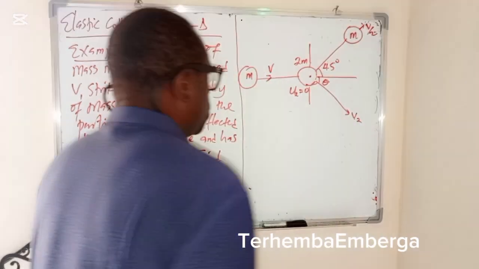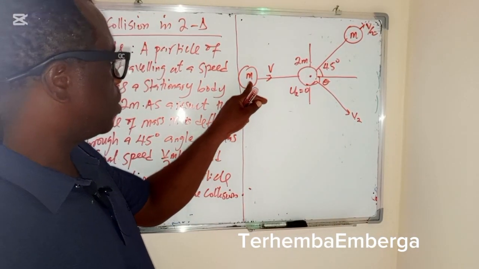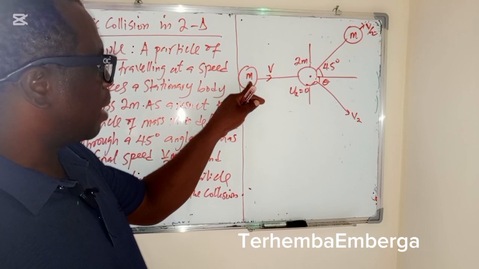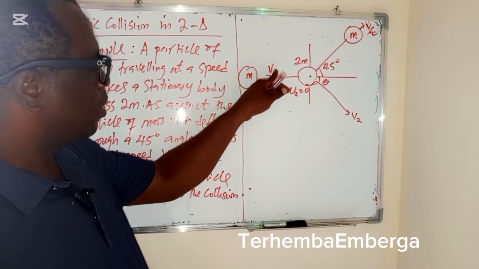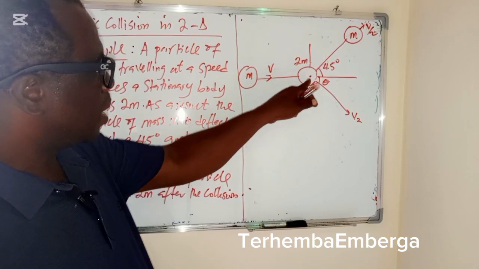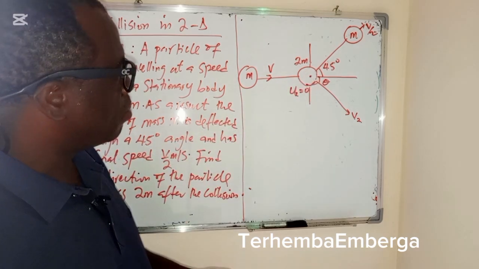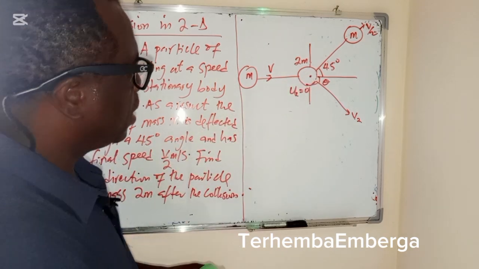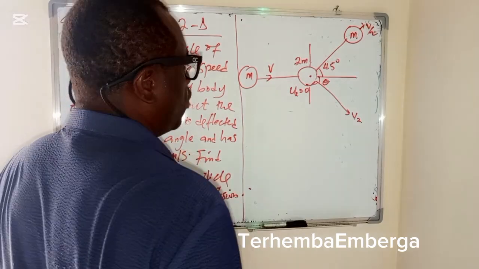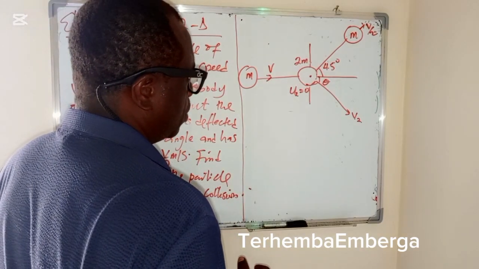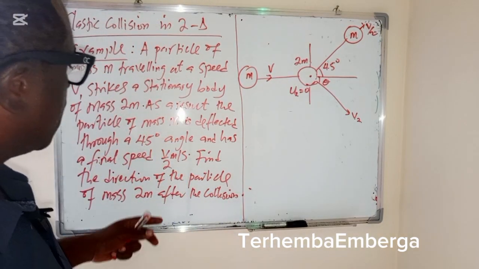And here is a sketch. This is a particle of mass m traveling with v, and this is a stationary body 2m, and after the collision there's a deflection of 45 degrees. So we're asked to find the direction.